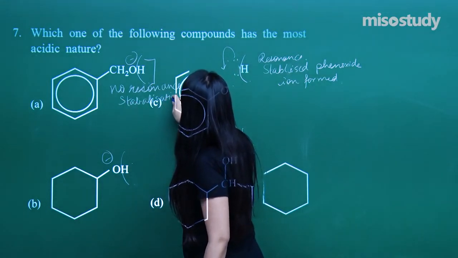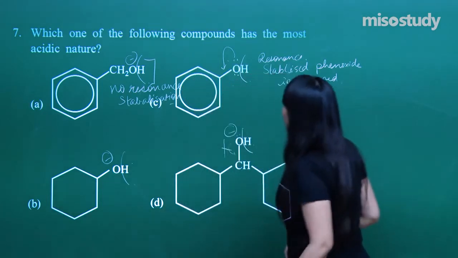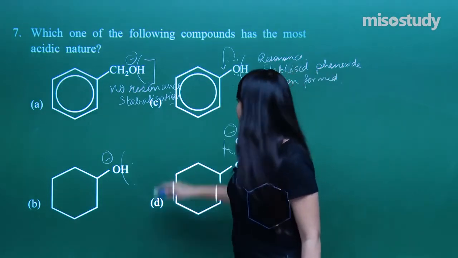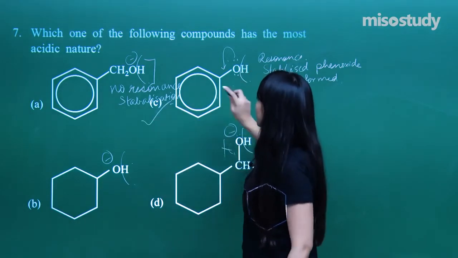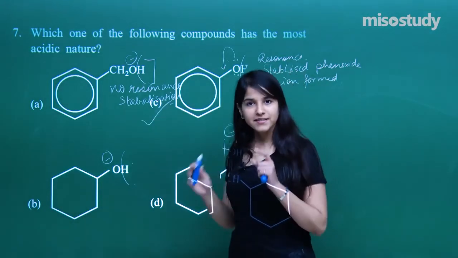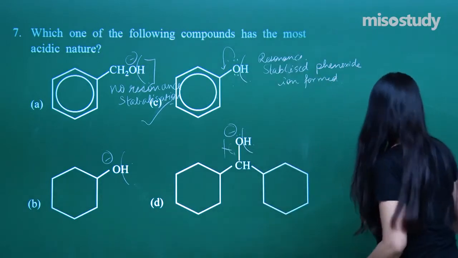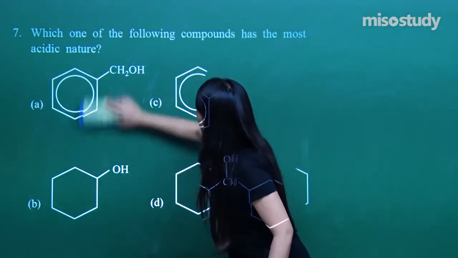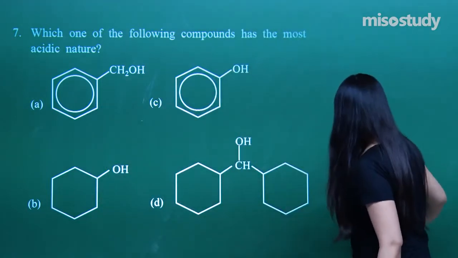So I hope you all have got the idea here. So the answer would be definitely, which H plus will go off easily? This very group, that is the phenol. That is the answer over here. So let's go on to the next question.